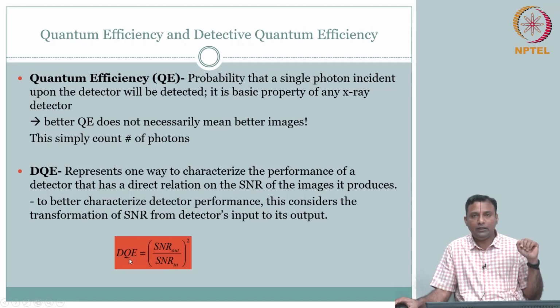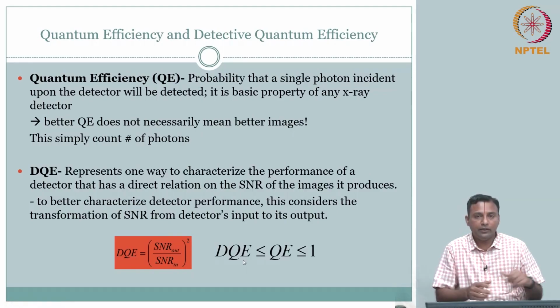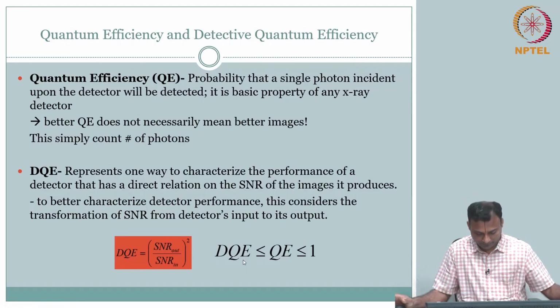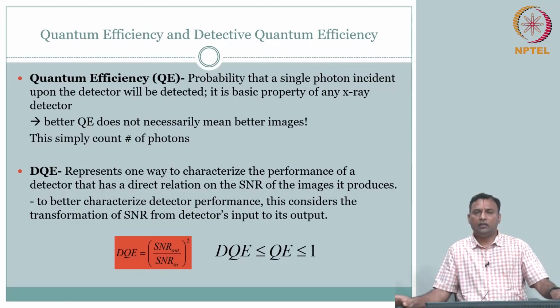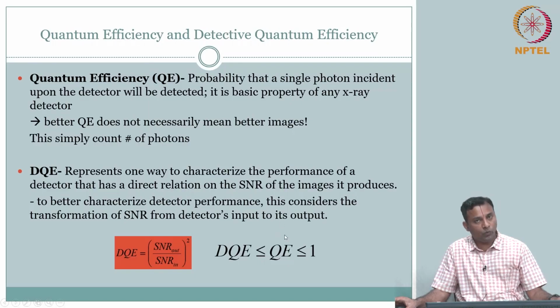So DQE is SNR out by SNR in, square of that. So typical values you can get like this: DQE is less than or equal to QE, which is less than or equal to 1. So what can we tell from this? Well, we already talked about quantum efficiency. Quantum efficiency is also less than 1, but your DQE is even less than QE. Why?